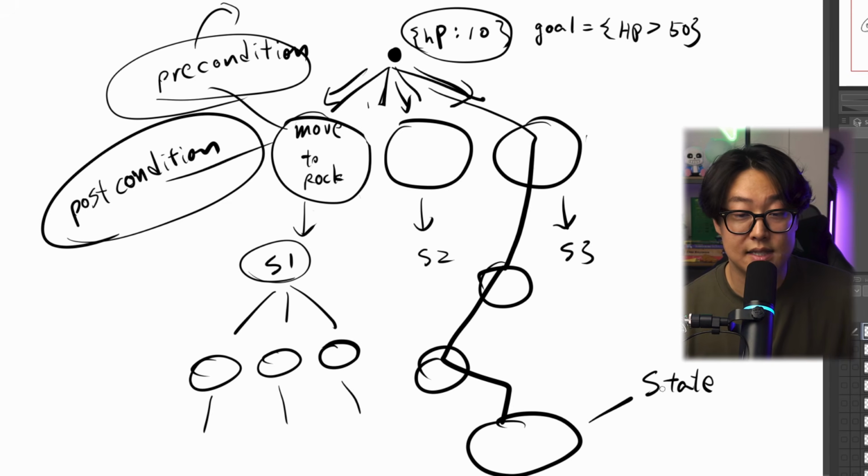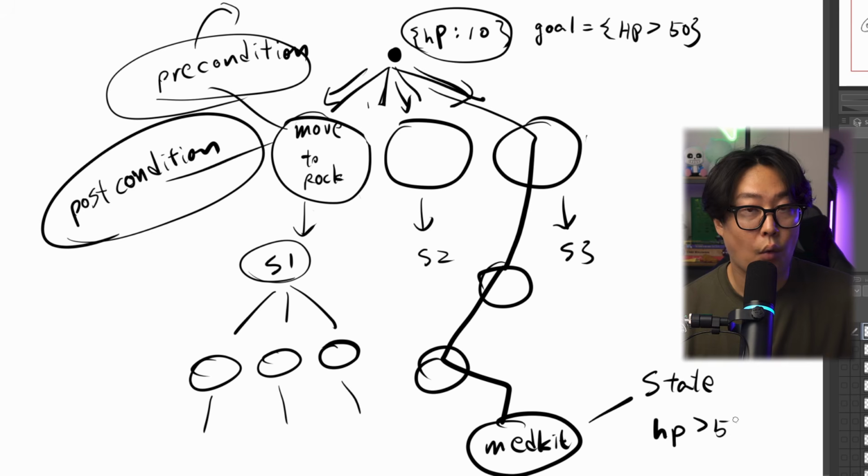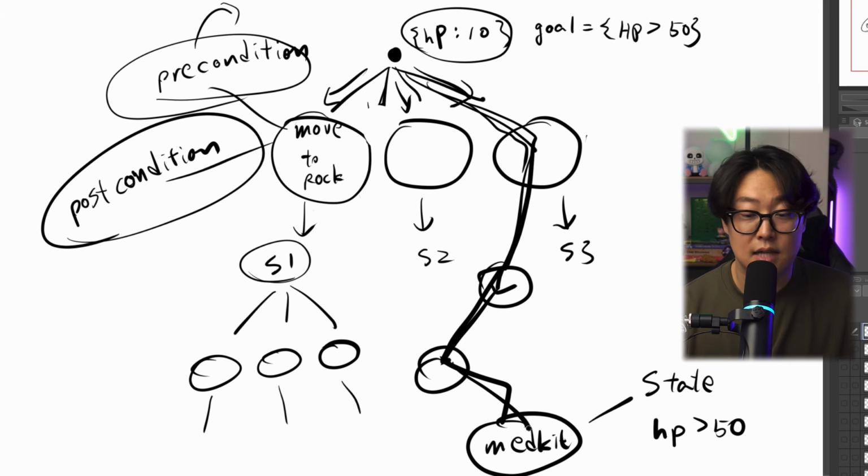The postcondition of this state, let's say, is a med kit. Somehow we got to a med kit use, and now HP is greater than 50. So now it's going to say, hey, I found a way to do it. Go take cover, look for medkit, pick a medkit, use medkit, and then your HP is above 50. And this could go with a lot of other things.